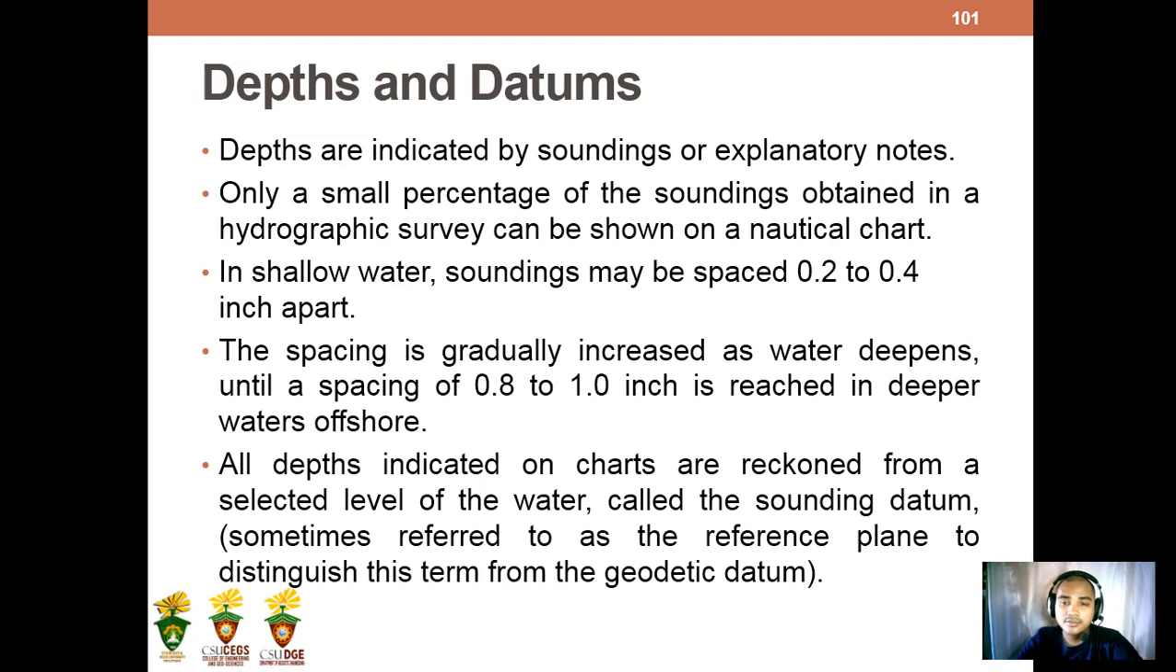So not all the soundings you took at one location can be shown. So maybe you can put in the explanatory notes that due to the small space area on the map, not all detailed soundings were placed here. And the spacing is gradually increased as water deepens until a spacing of 0.8 to 1 inch is reached in deeper waters offshore.